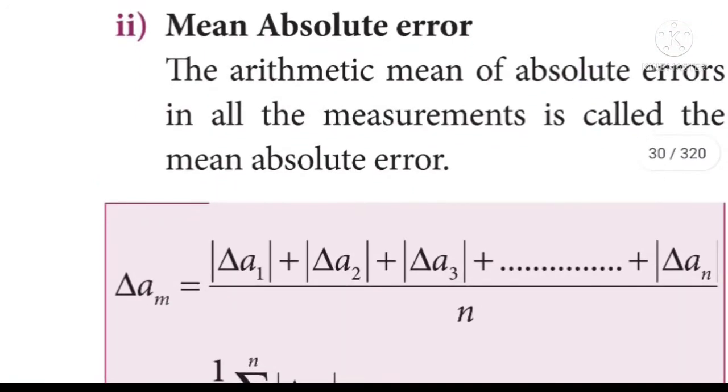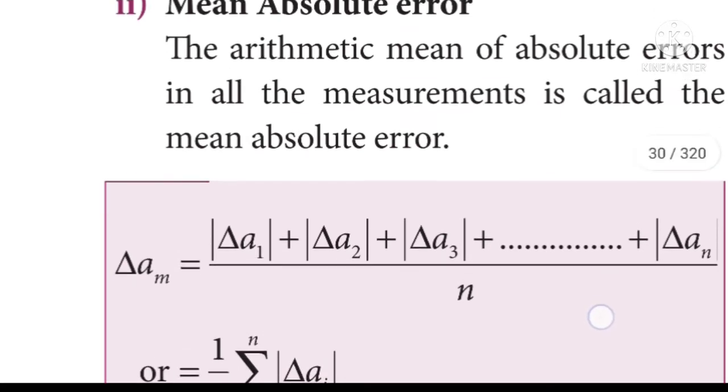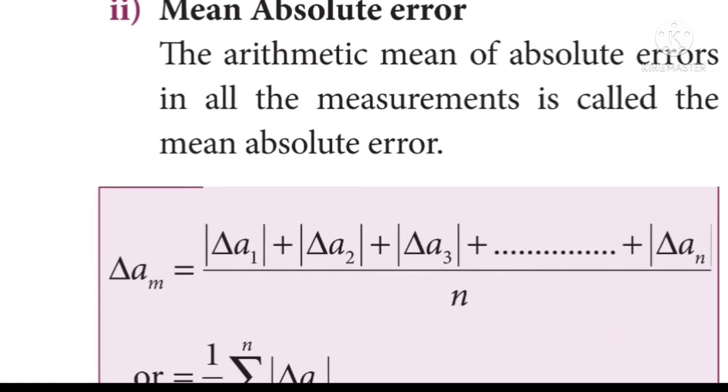Next one, mean absolute error. What is mean absolute error? The arithmetic mean of the absolute errors in all the measurements is called the mean absolute error. Once again, I repeat, the arithmetic mean of absolute errors in all the experiments is called the mean absolute error, which can be written as del Am. Del Am represents what? Mean absolute error.